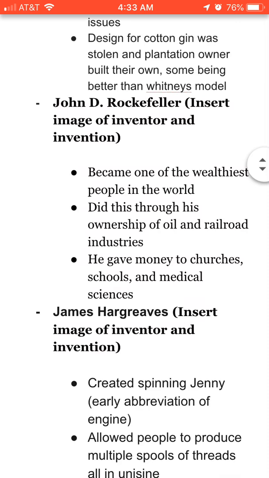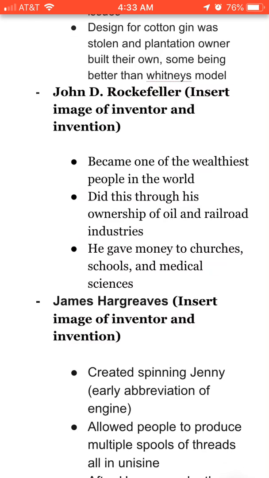Then there's John D. Rockefeller. Rockefeller became one of the wealthiest people in the world, and he did this through his ownership of oil and railroad industries. With his wealth, he gave money to churches, schools, and medical sciences.